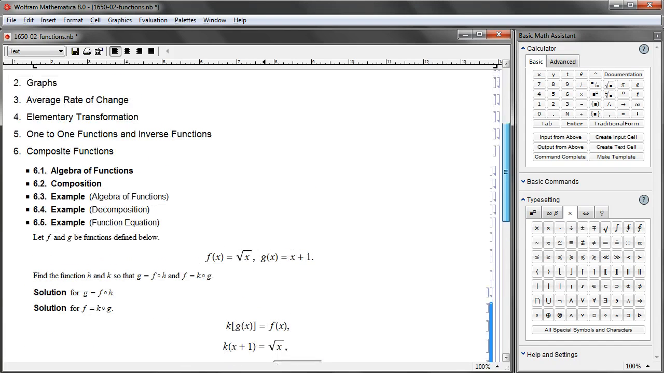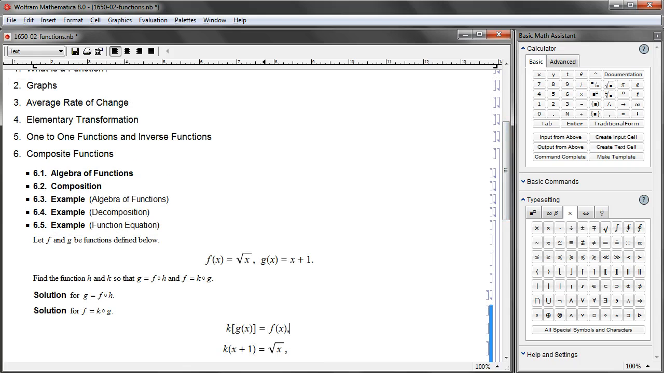So here we go. K of g of x is f of x, so f of x is square root of x. No question about that. Now k of g of x is f of x, and this time k is unknown, and g of x is x plus 1. So k of x plus 1 is square root of x. We have that equation. And k is not multiplication here, it's function k.